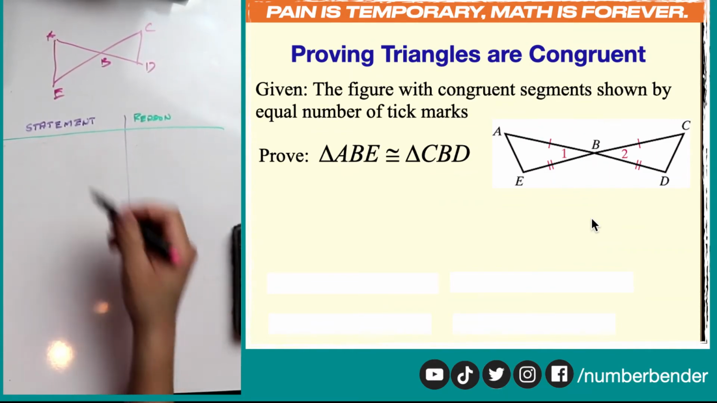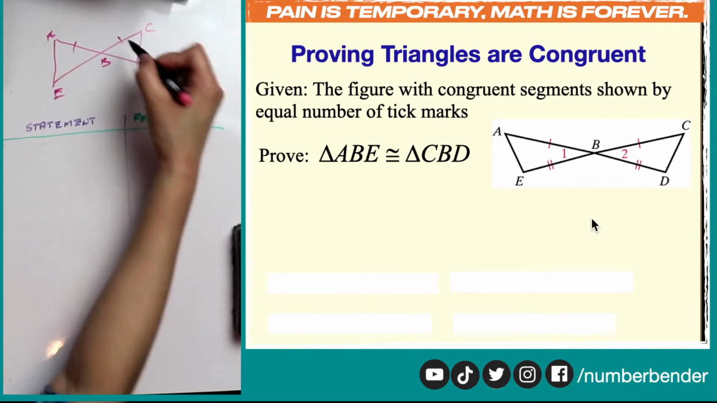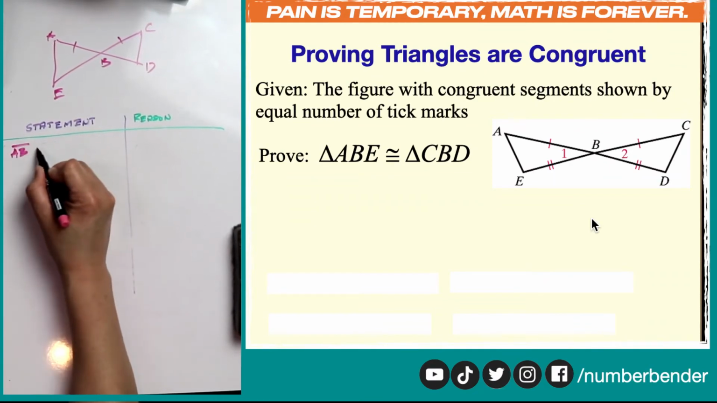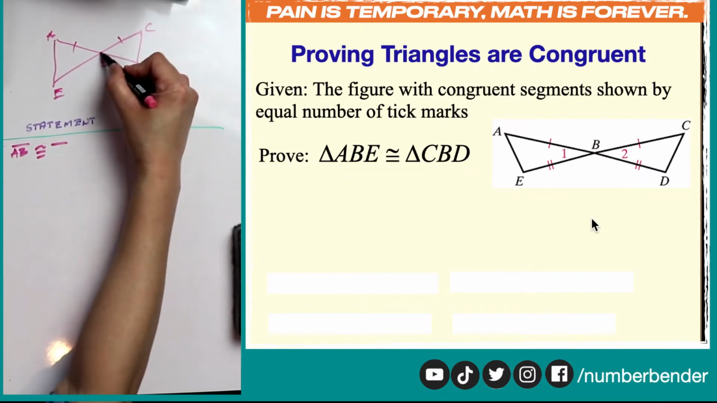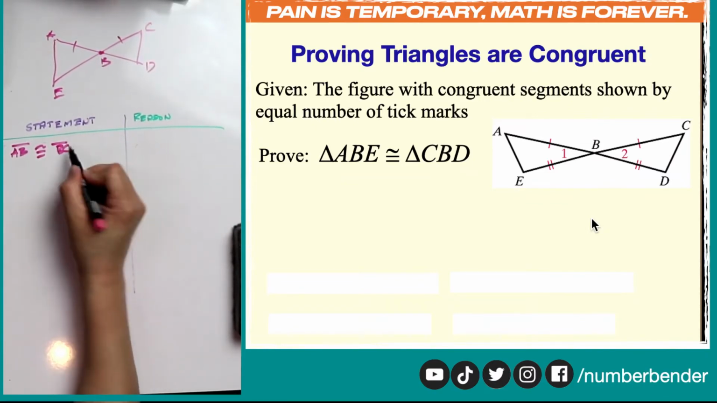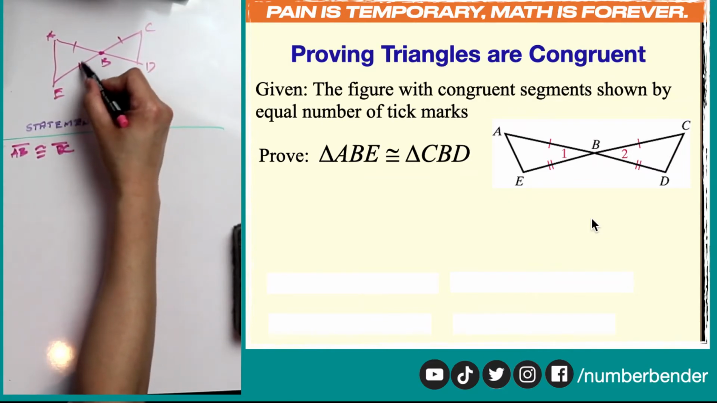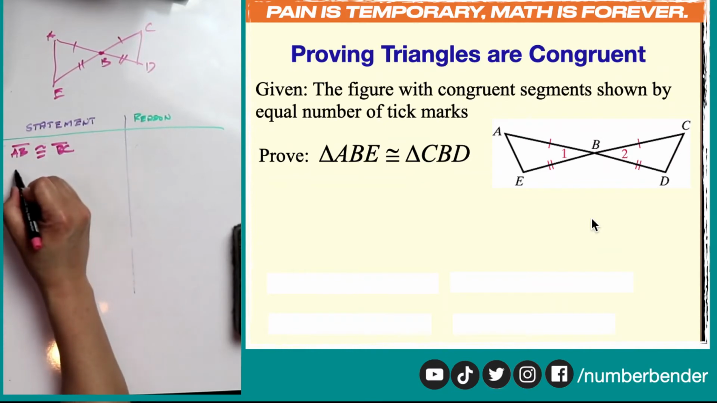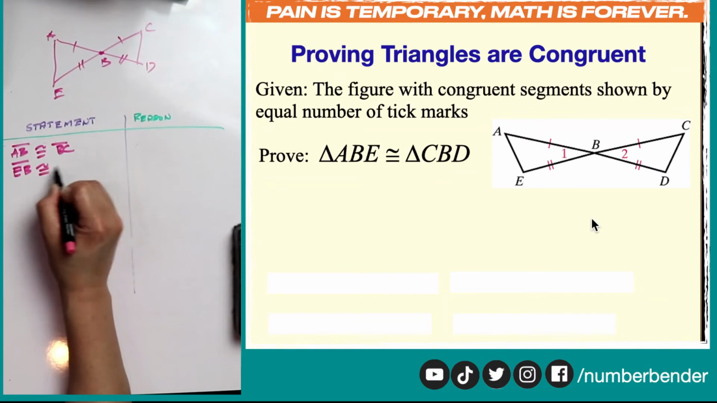And from the first information, we know that AB is congruent to BC, so we'll write it down. Line segment AB is congruent to line segment BC. And also, line segment EB is congruent to line segment BD. So let's write it down as line segment EB is congruent to line segment BD.